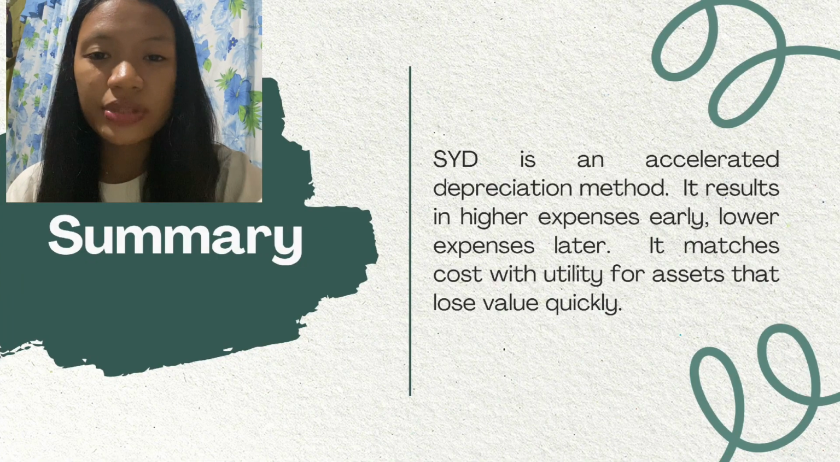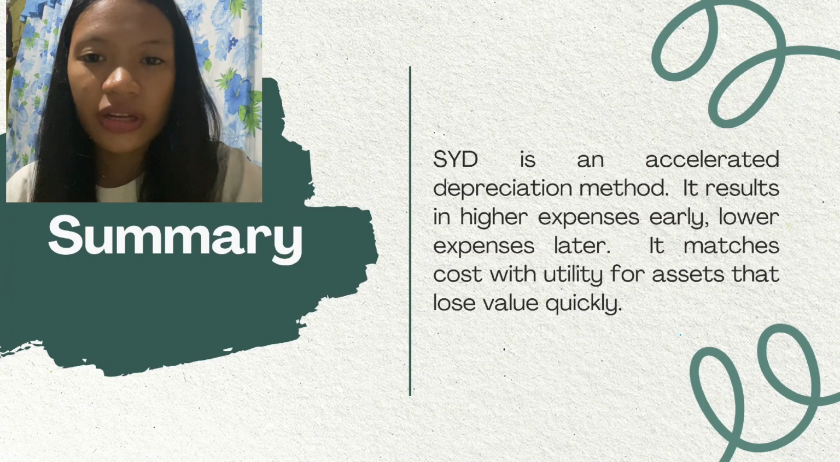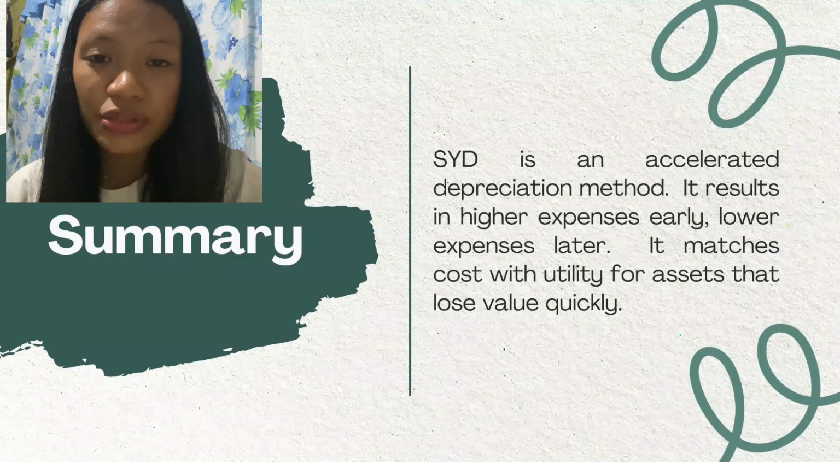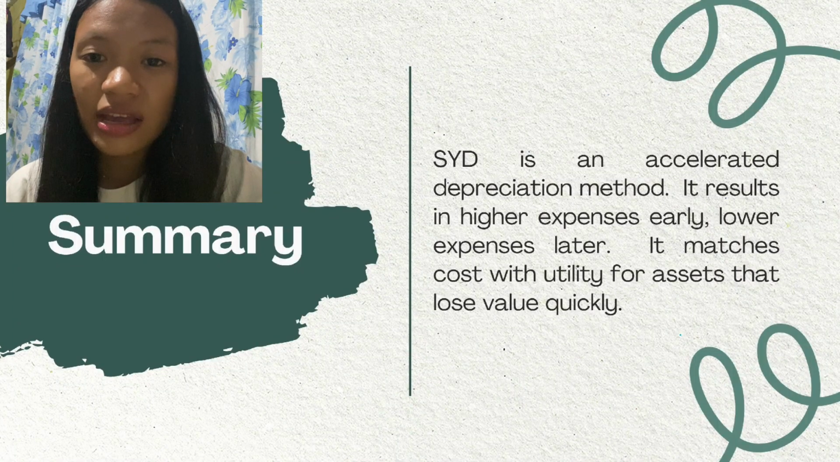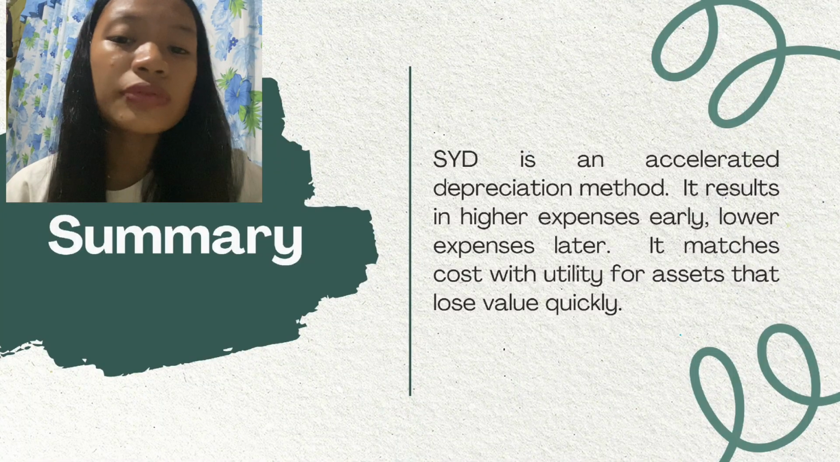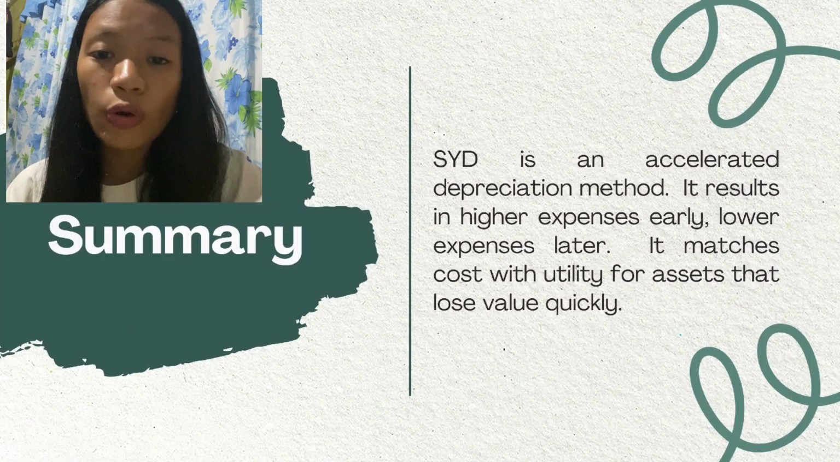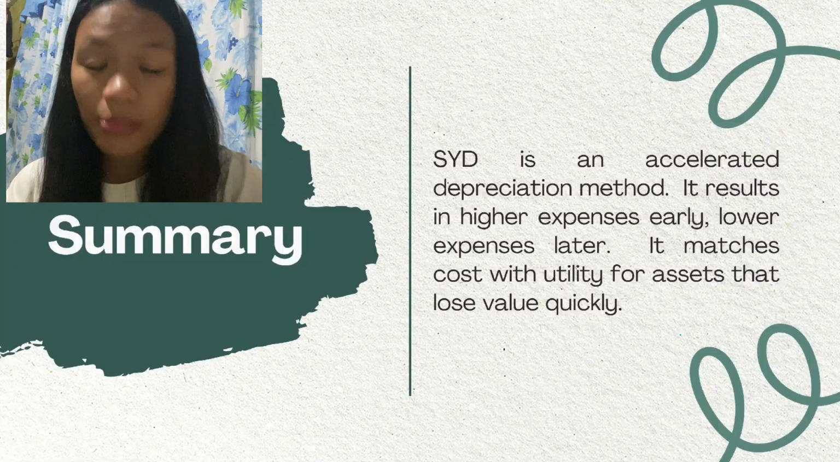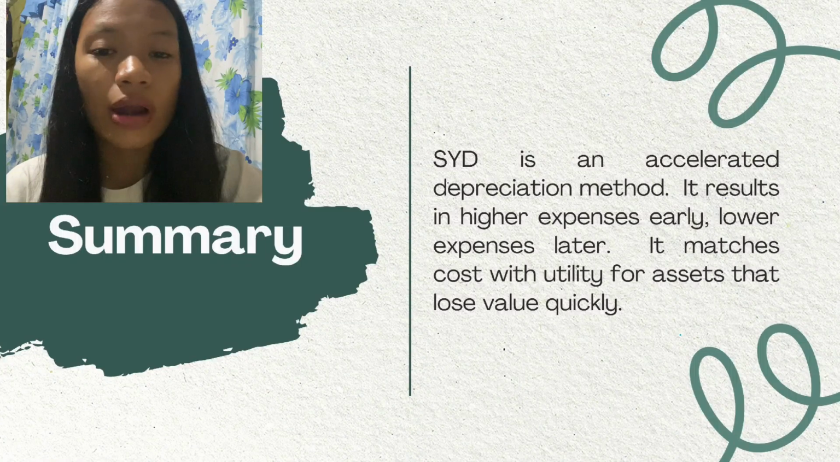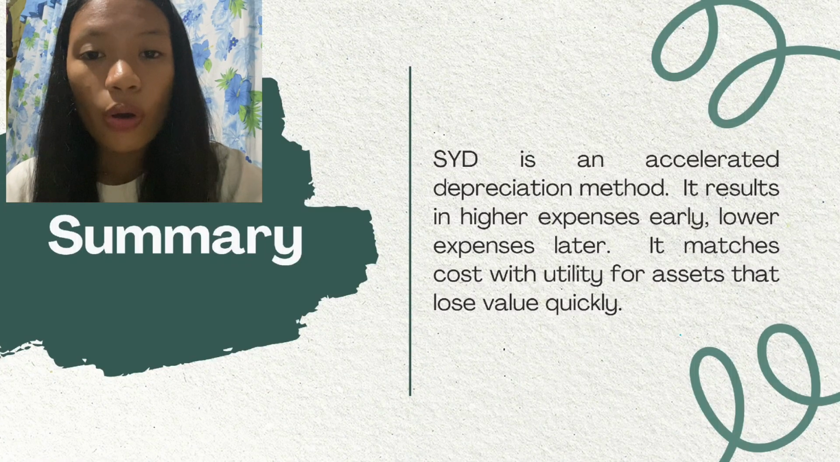Summary: SOYD is an accelerated depreciation method. It results in higher expenses early, lower expenses later. It matches cost with utility for assets that lose value quickly. So to summarize, the sum of the year's digits method is a form of accelerated depreciation that front loads the expense of an asset. It's particularly useful for assets that lose their value or productivity rapidly in the initial years.